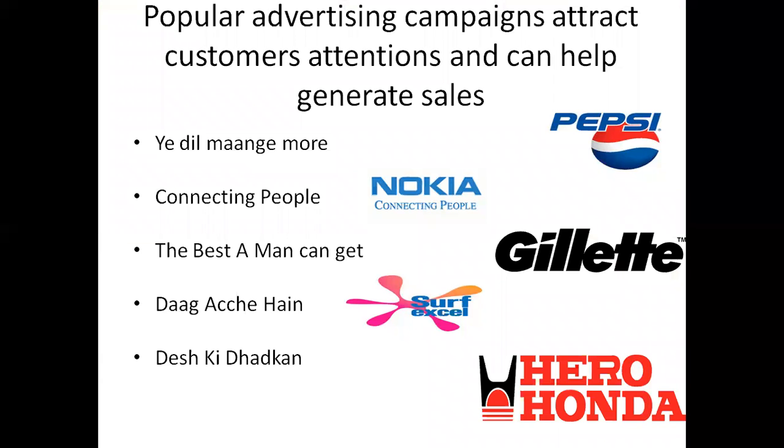Next, some popular advertisement campaigns we can see, like Pepsi, Ye Dil Maange More, Nokia, Connecting People, Gillette, The Best a Man Can Get. So these are examples of reinforcement. दाग अच्छे हैं, देश की धड़कन, हीरो होंडा. So like that, you can go to YouTube or Google, you can see a lot of advertisements and identify different types of ads from there.